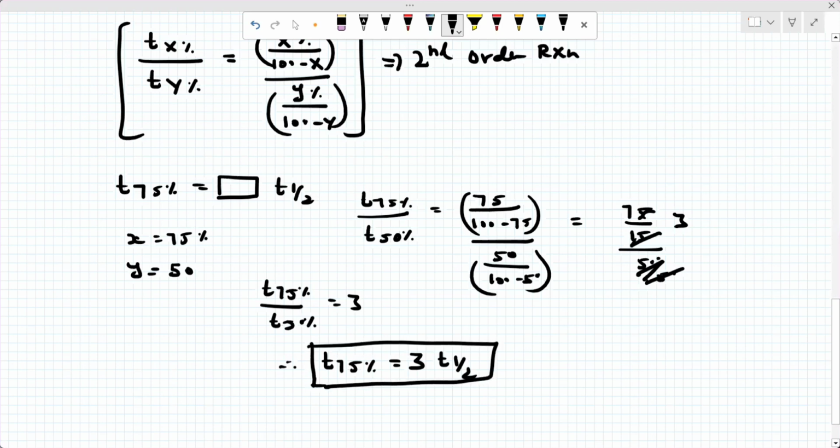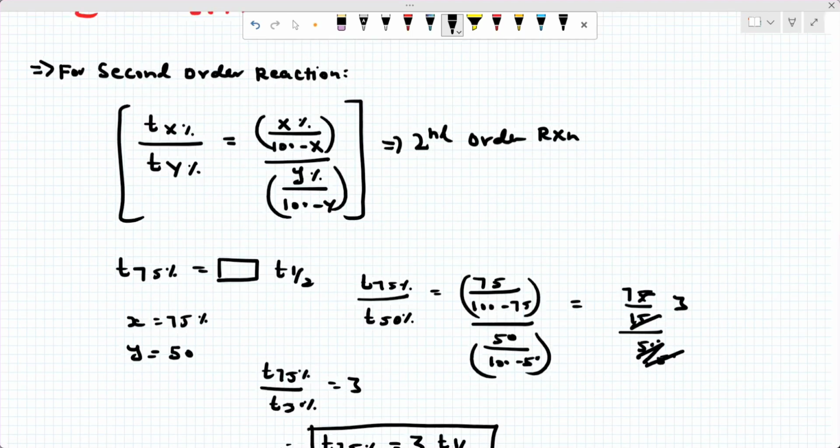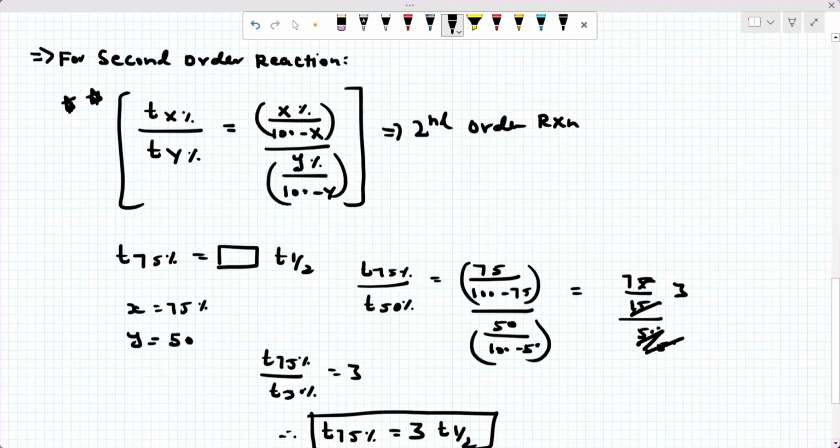You see how we approach this question. Whenever they ask a relation in second order reaction, we can approach with this concept. This is an important formula to derive the relation between the two times. I give the direct formula; for T 75% we discussed now.